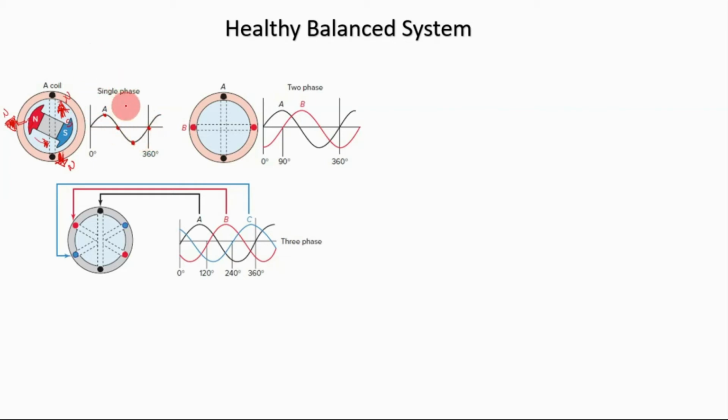So if you have 60 cycles per second, this is what we call 60 hertz. We don't write "cycle per second" anymore, but we write hertz. It just means that there are 60 rotations per second. This is for the single phase. For the two phase, you just add another coil here, which is for B.